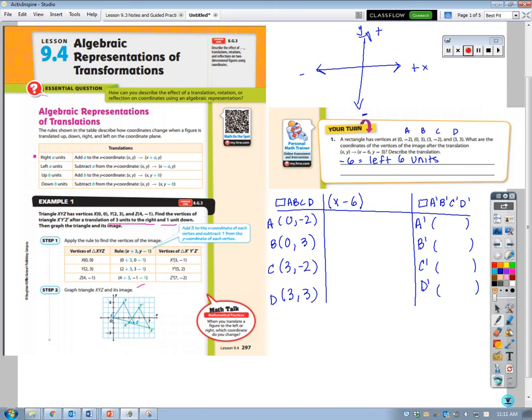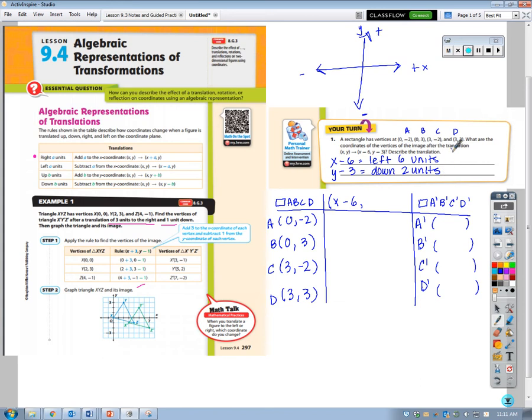I don't actually want to close it off yet. And then I am also going y minus 3. Okay? So minus 3 is a translation, would be down the y-axis. So this is down 2 units. Okay, so we've actually described the translation right there.